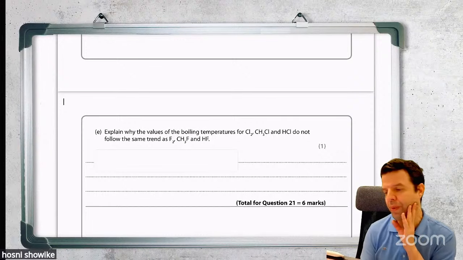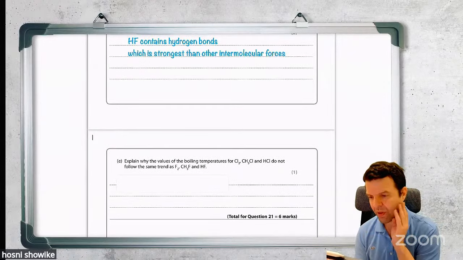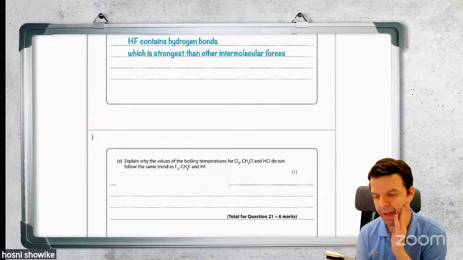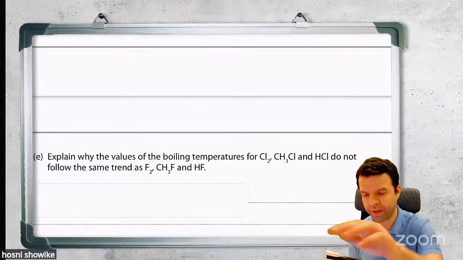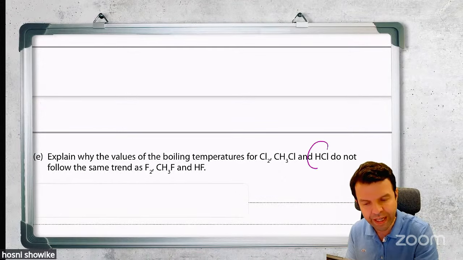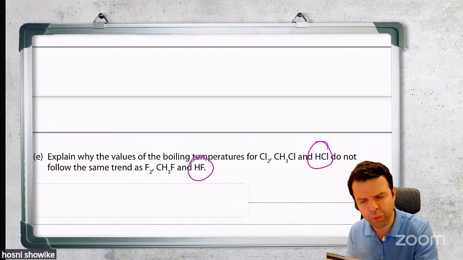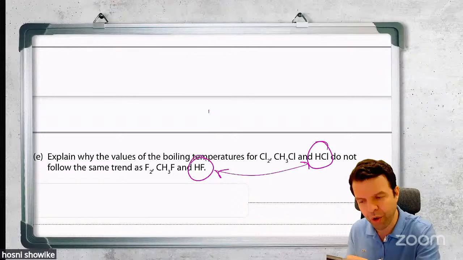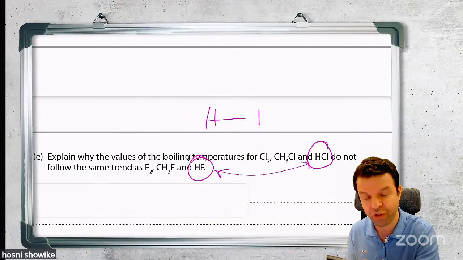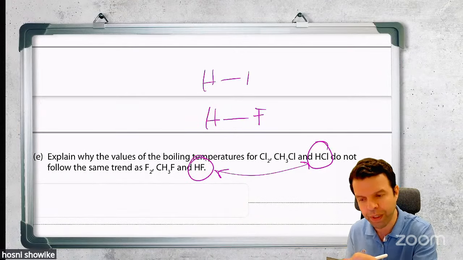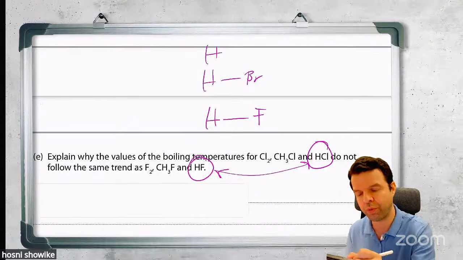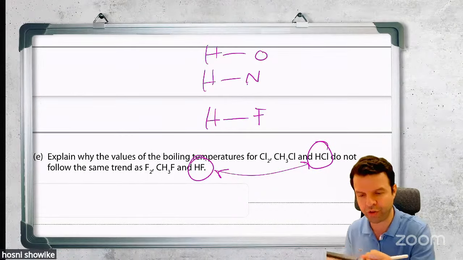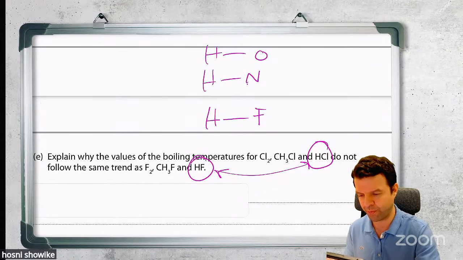The last bit of this question, explain why the values of boiling point do not follow the same as these ones. Again, if you take chlorine, you take HCl, it has a much lower boiling point than HF. Why? That's because hydrogen bonds only occur if hydrogen is attached to fluorine, nitrogen, or oxygen. Chlorine is not one of these.